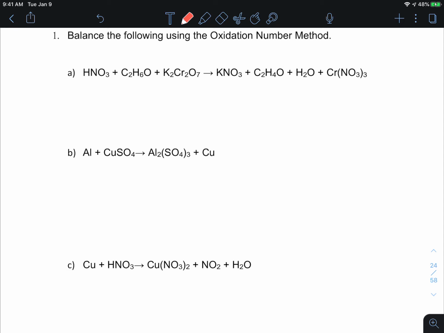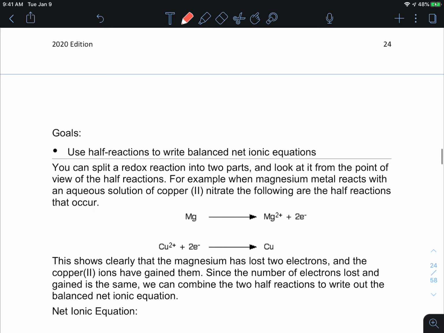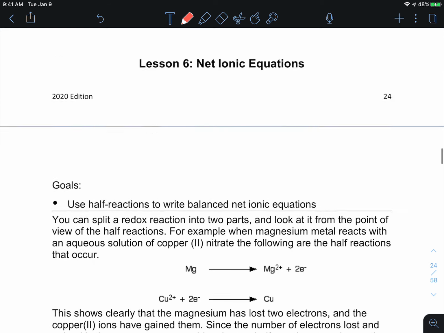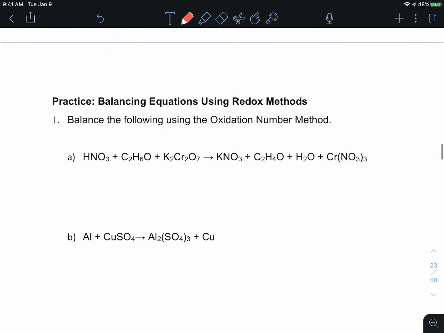I actually do really like the method where you use the ionic equations using half reactions. But I think that process we are not going to get into this year. It's late enough in the year, and so we are going to end right here.